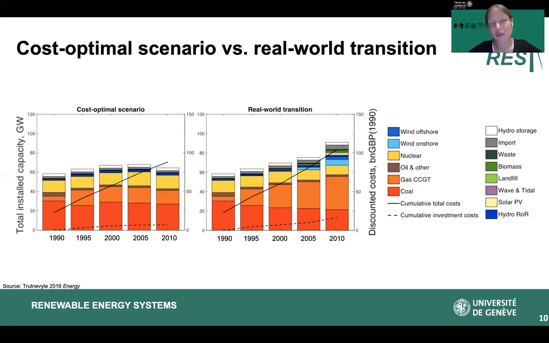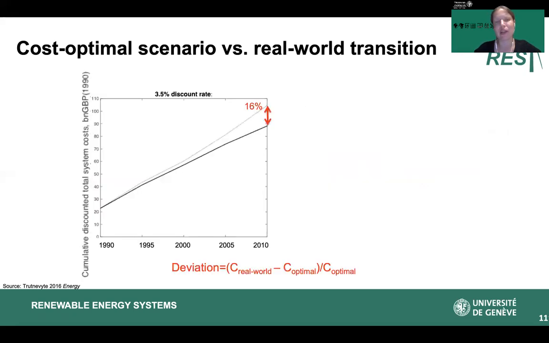What is more thought-provoking is if we actually look at what happens with the total system costs. Here, the total cumulative system costs in the modeled period are shown. The black line here represents this cost optimal solution, meaning the model's cost optimal solution. And the gray line here shows the cost of the real world, if it were implemented in the model, which means it's fully comparable.